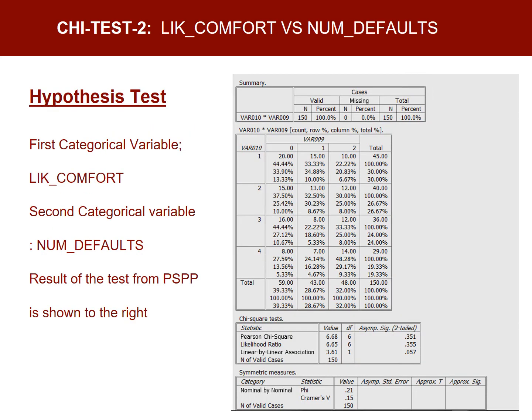In chi-test 2, we'll see the correlation level of the comfort versus defaults. The first category of variables is the comfort. The second category of variables is the number of defaults. This will result in the test of the PSPP as shown on the right.